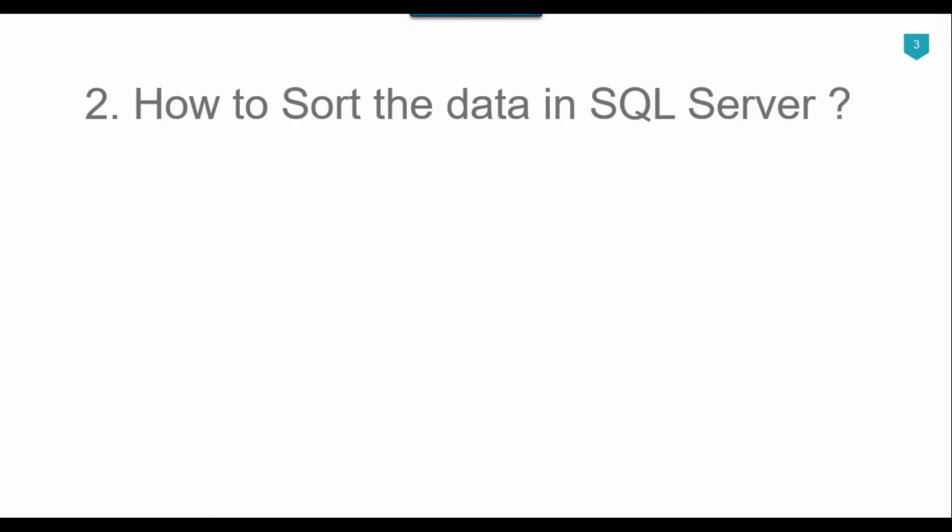Our second question is how to sort the data in SQL Server. The ORDER BY command is used to sort the result set in ascending or descending order in SQL Server. If you do not explicitly provide either ascending or descending, then by default it will sort the data in ascending order. The first keyword is ASC, which we can use to sort the data in ascending order. Another keyword is DESC, which we can use to sort the data in descending order. We can sort the data based on a single column or on multiple columns as well. So let's see a demo of how we can sort the data.